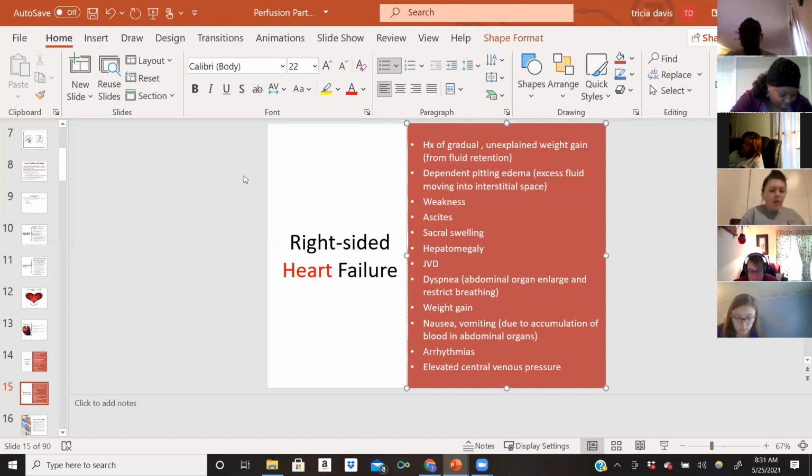They're obviously going to have weight gain. They're going to have nausea and vomiting because of that accumulation of blood in those abdominal organs that's going to make them nauseated. They're going to feel sick. We're going to see arrhythmias. And then obviously that central venous pressure is going to be elevated.